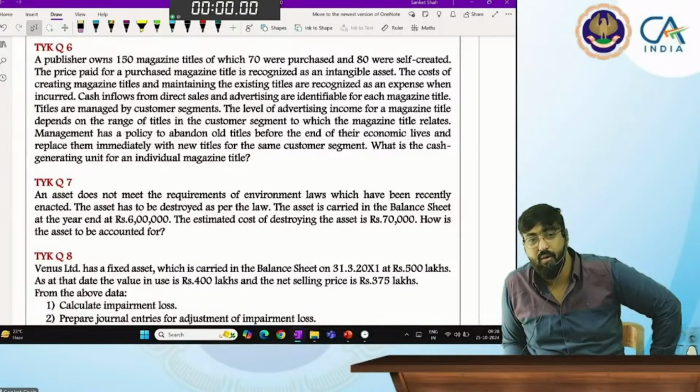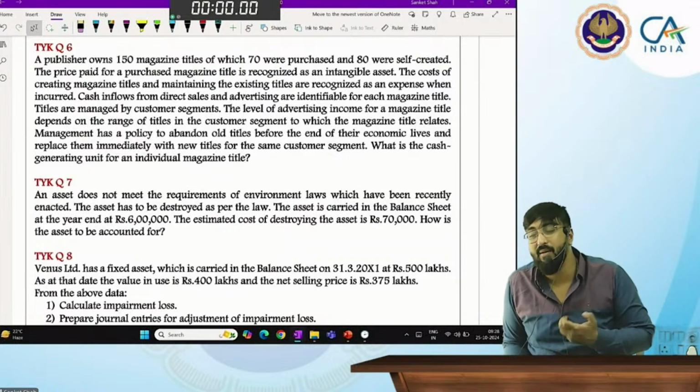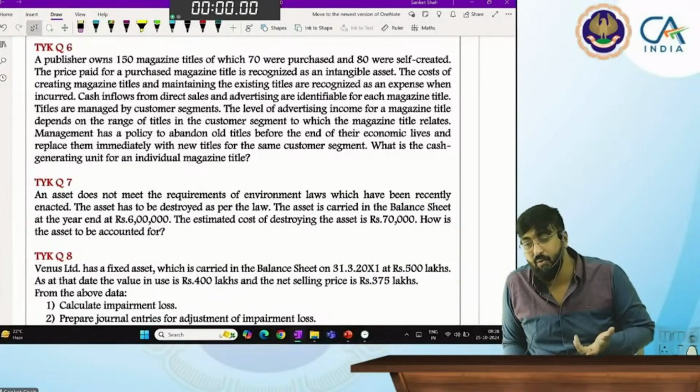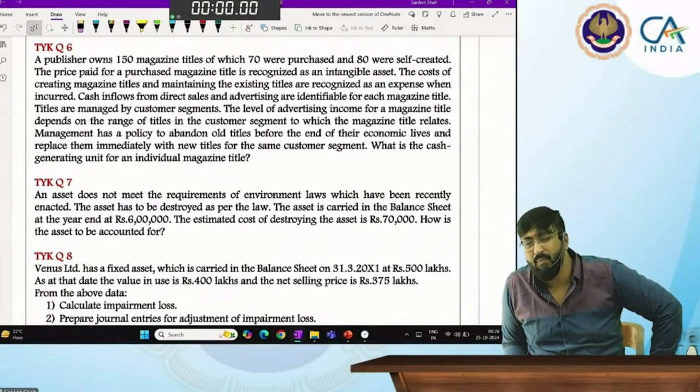Come on, look at this, read it. A publisher owns 150 magazine titles, of which 70 were purchased and 80 were self-created. See, purchased means you bought it from outsiders. Suppose I came with my own title, but if I take some title from outside, for example Femina, a magazine for ladies, that is a purchased title because I bought it and paid for it. Self-constructed, self-created means it's my goodwill. Most people read it, therefore it is the brand now.